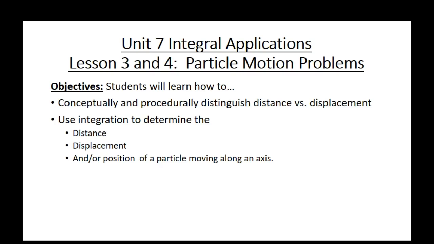All right, so today we're going to use integration to find what we just talked about. Distance: the integral of the absolute value of the velocity. That's what we saw in our last problem, right? Displacement: the integral of the velocity. That was the second to last problem that we had, right? And the position of a particle moving along an axis. That's like your net change plus your initial condition, right? Which is very similar to what we did last time.